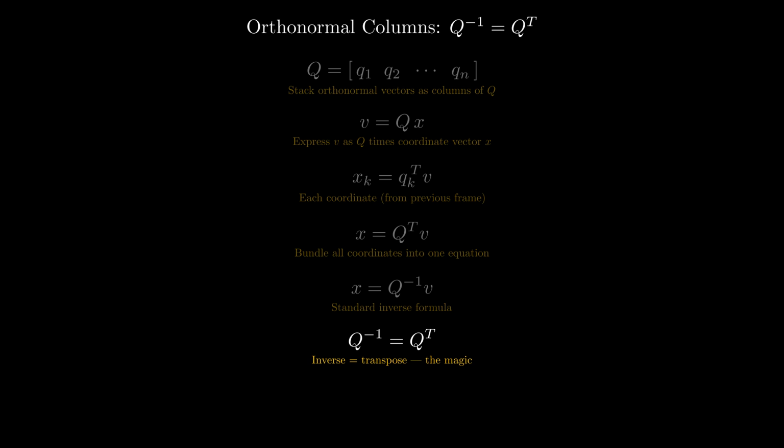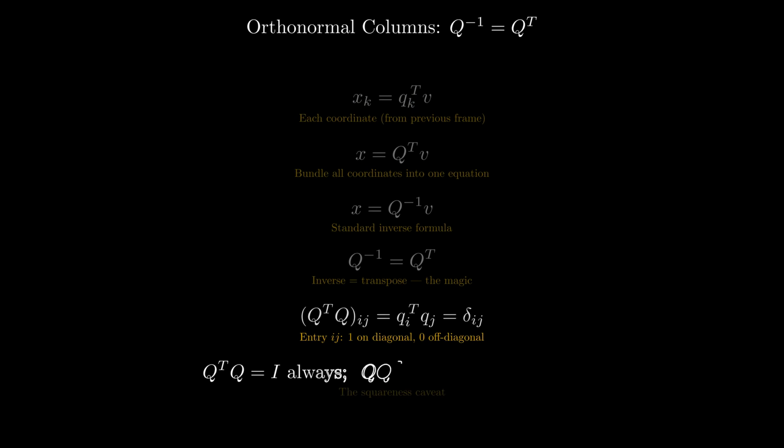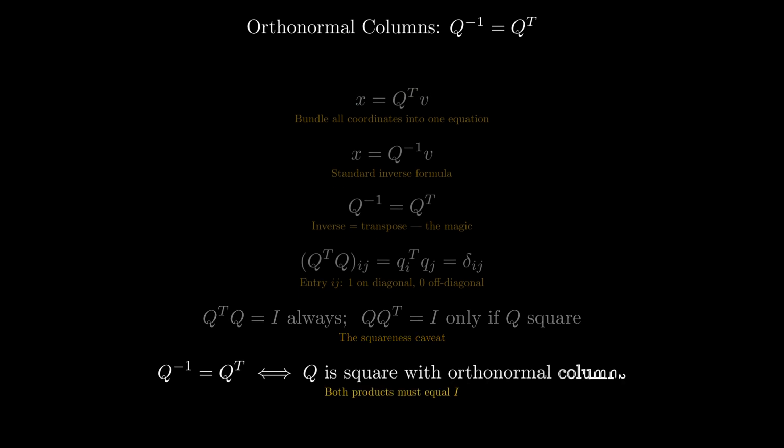One important caveat: this identity needs Q to be square. The product Q transpose times Q always equals the identity when the columns are orthonormal, because entry ij is q sub i transpose times q sub j, which is 1 on the diagonal and 0 off the diagonal. But Q times Q transpose equals the identity only when Q is square. For Q inverse to equal Q transpose, we need both products to land on the identity, and that forces Q to be square. Now here's where it gets beautiful.